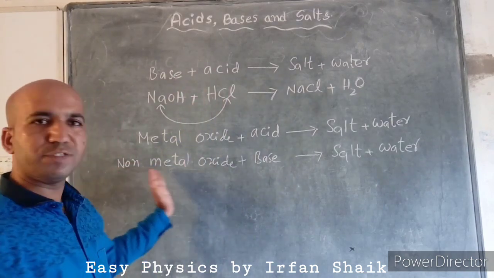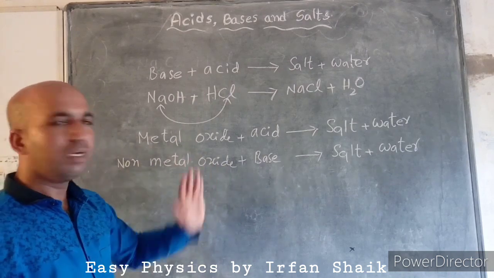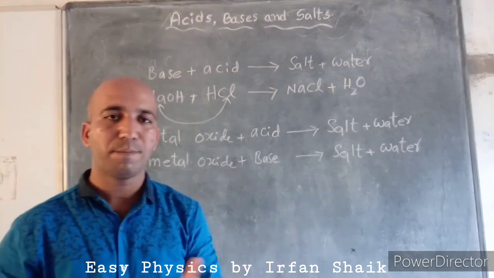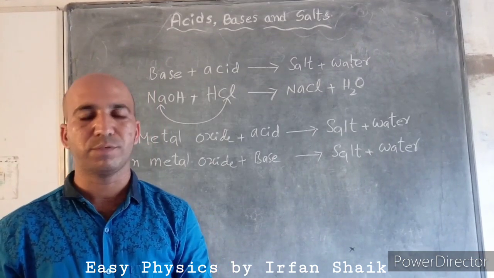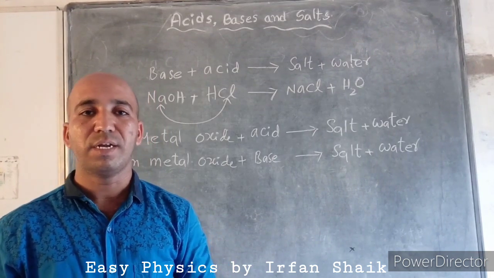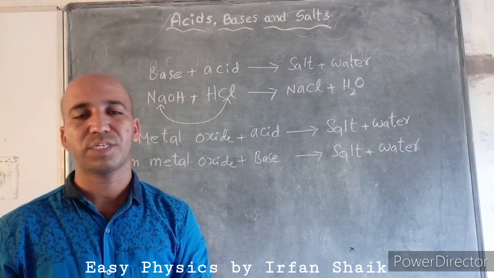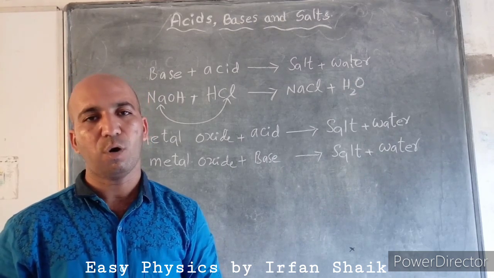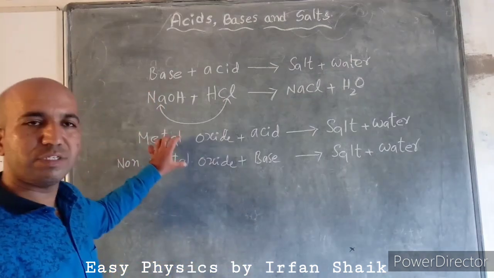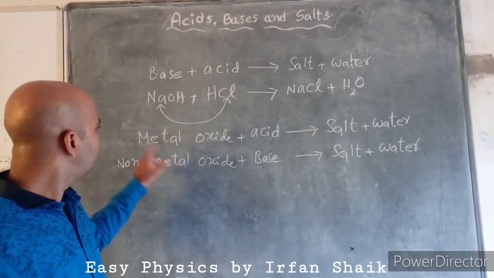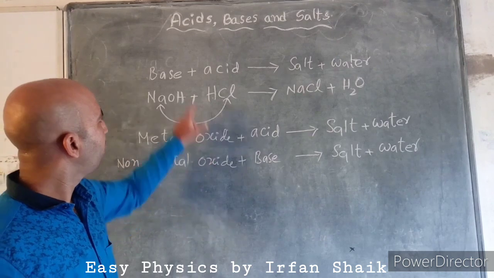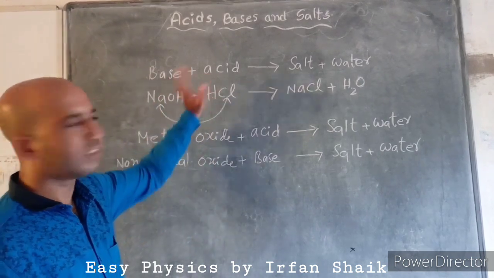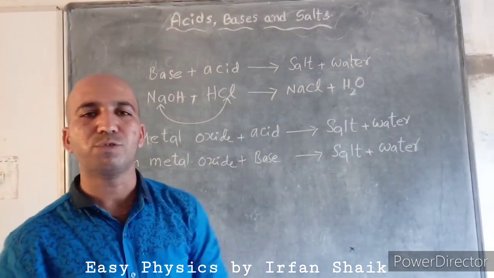What are the examples for non-metallic oxides? Non-metallic oxides, for example, carbon dioxide, carbon monoxide, nitrogen oxide, nitrous oxide, sulfur oxide. These are all examples for non-metallic oxides. So by these two equations, we can easily conclude that the nature of metallic oxide is basic, and the nature of non-metallic oxide is acidic. So this is about neutralization reaction.